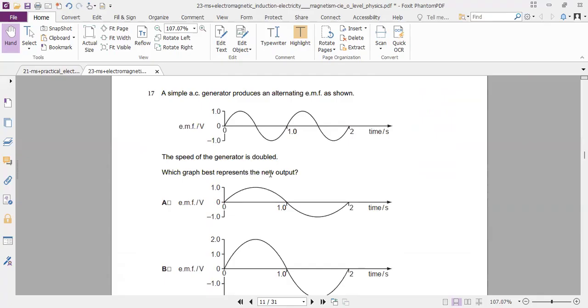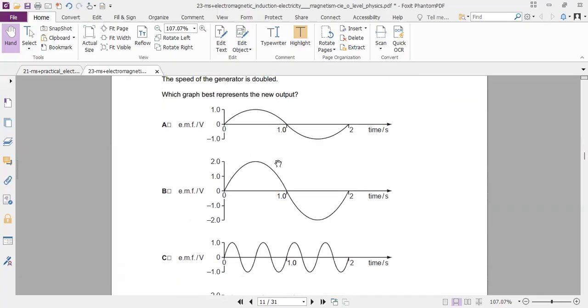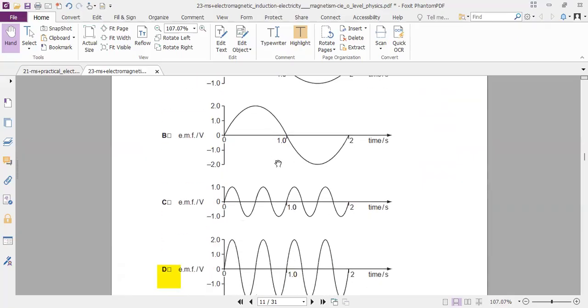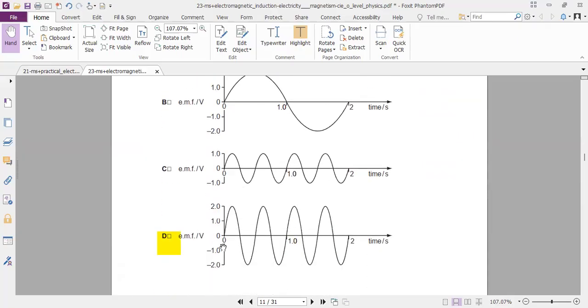Which graph represents the new output when speed is doubled? When the speed is doubled, the amplitude should be doubled, and so does the frequency. So frequency and amplitude are both doubled here.